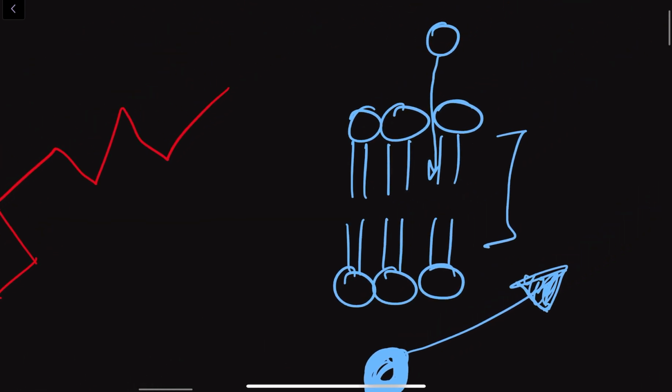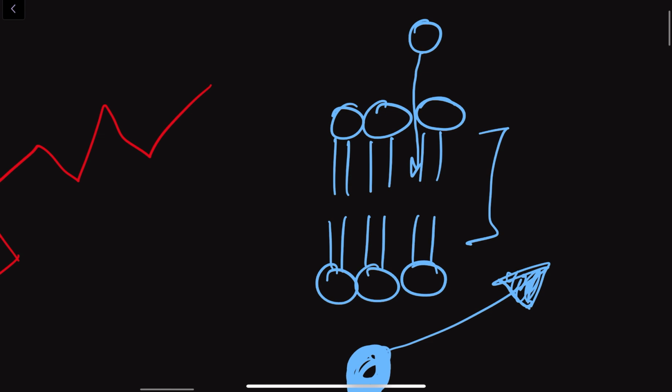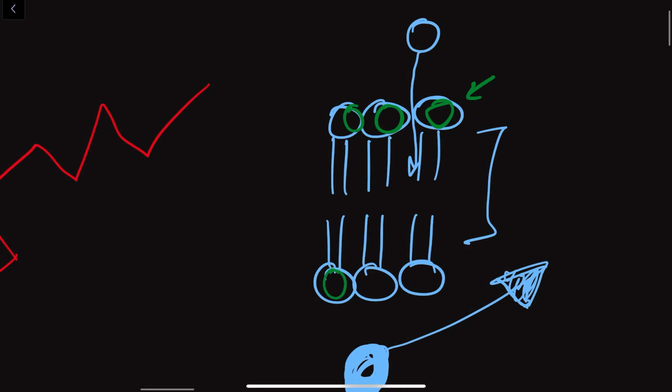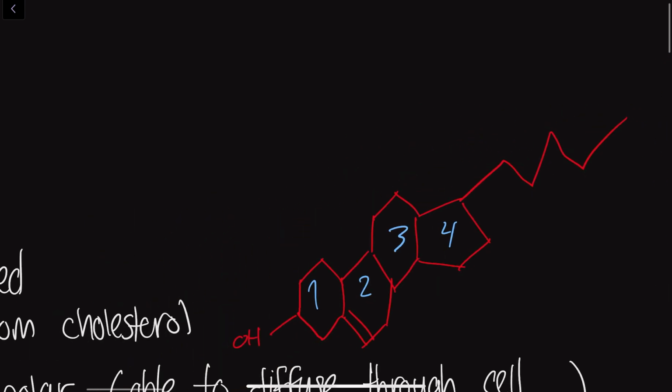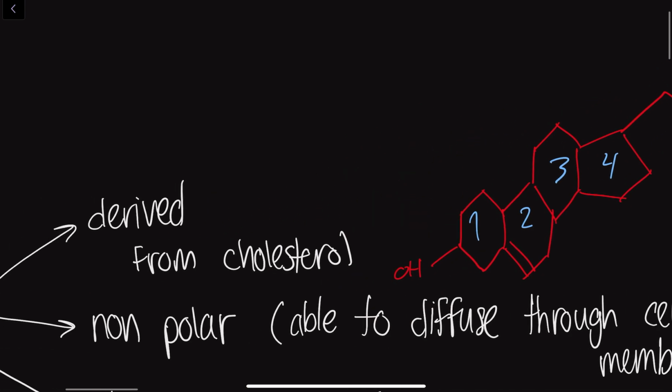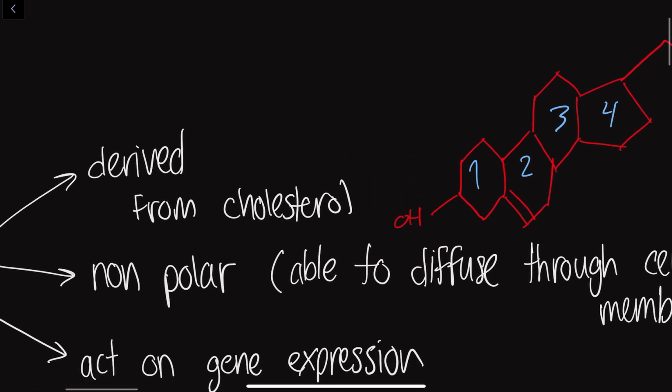And why is this? You can imagine the phospholipid bilayer right here. These are going to be hydrophilic heads, and then the tails are going to be hydrophobic. So the inside is hydrophobic, and the steroids themselves are hydrophobic because they're nonpolar. So they're able to dissolve through here and move through it. Whereas a peptide hormone that's hydrophilic is not really going to want to do that, right?